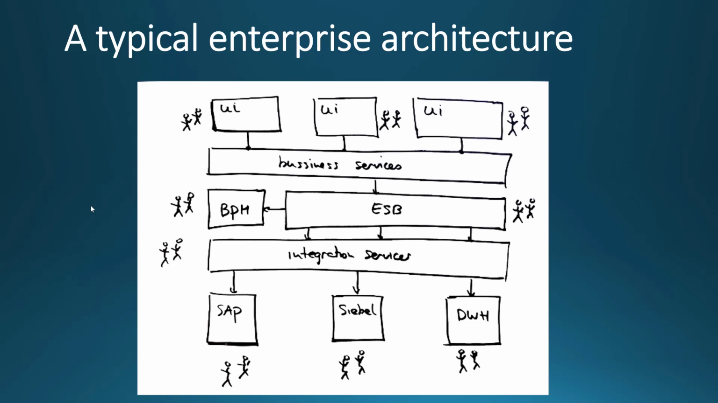If you look at a typical enterprise architecture, you would see that many of the development teams are grouped around technology. So you would have teams dedicated to user interface. You would have teams dedicated to the ESB. You would have teams integrated to SAP and Siebel and DWH, data warehouse. So what that means is that in the typical enterprise architecture, the teams are grouped by technology and the people are grouped by profession.